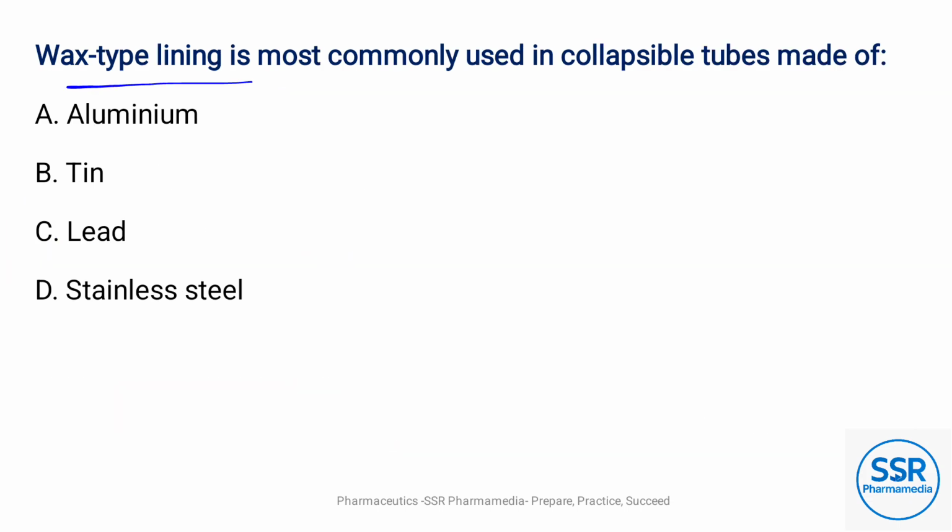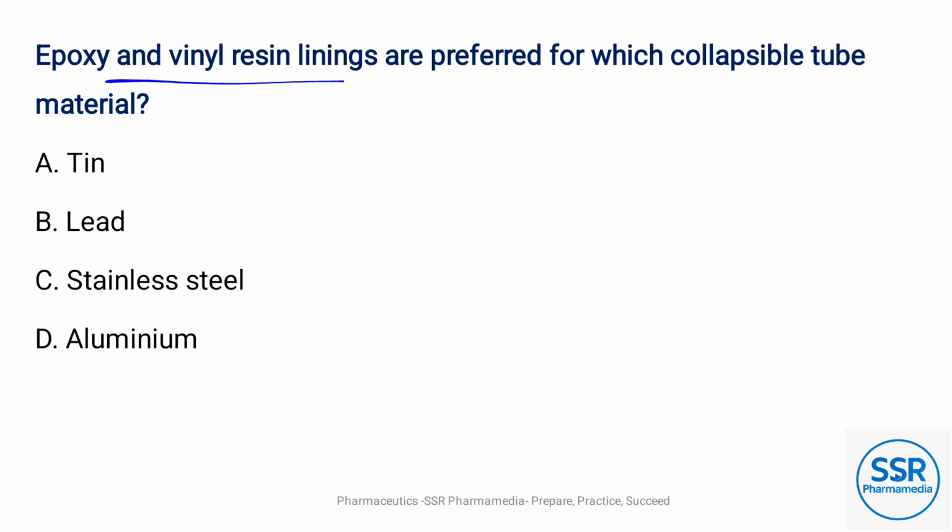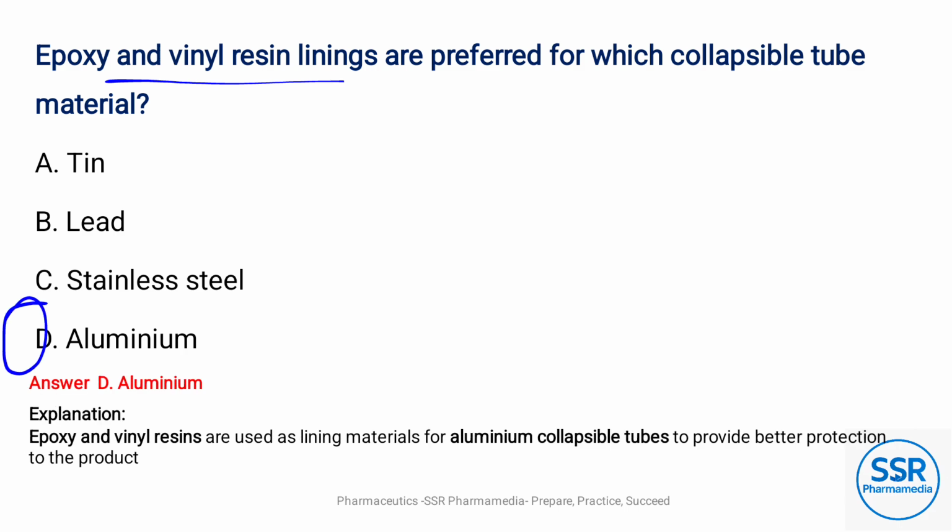Wax type lining is most commonly used in collapsible tubes made of option B, tin. Wax type linings are mainly used with tin collapsible tubes, especially for water based products, to prevent metal product interaction. Epoxy and vinyl resin linings are preferred for which collapsible tube material? Option D, aluminum. Epoxy and vinyl resins are used as a lining material for aluminum collapsible tubes to provide better protection to the product.